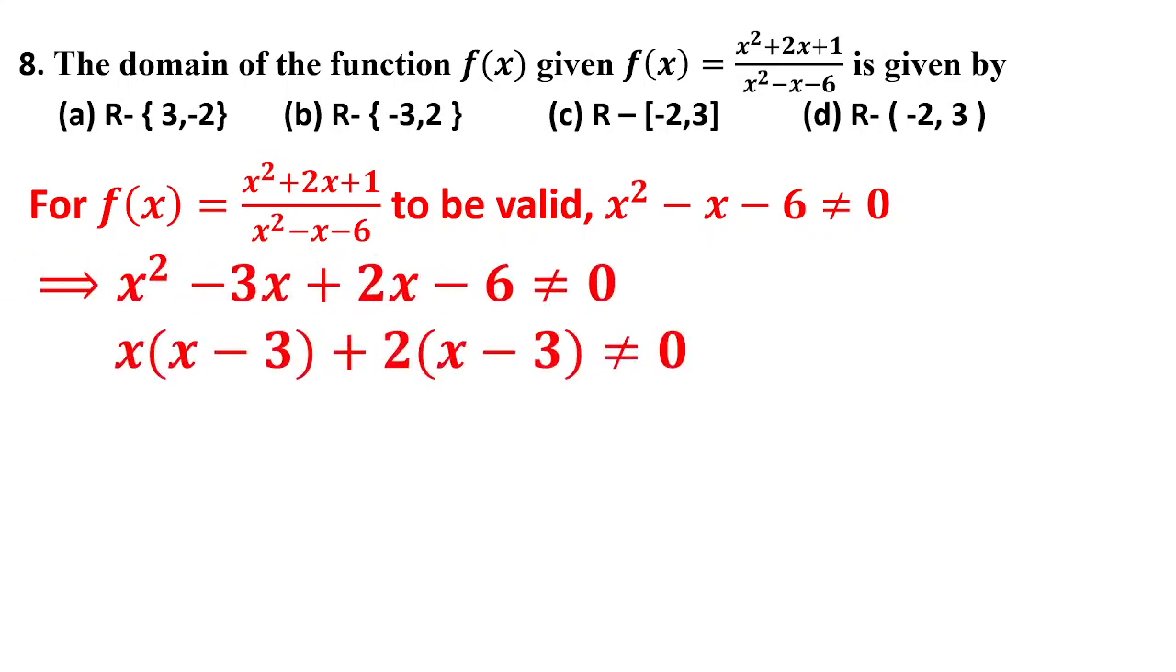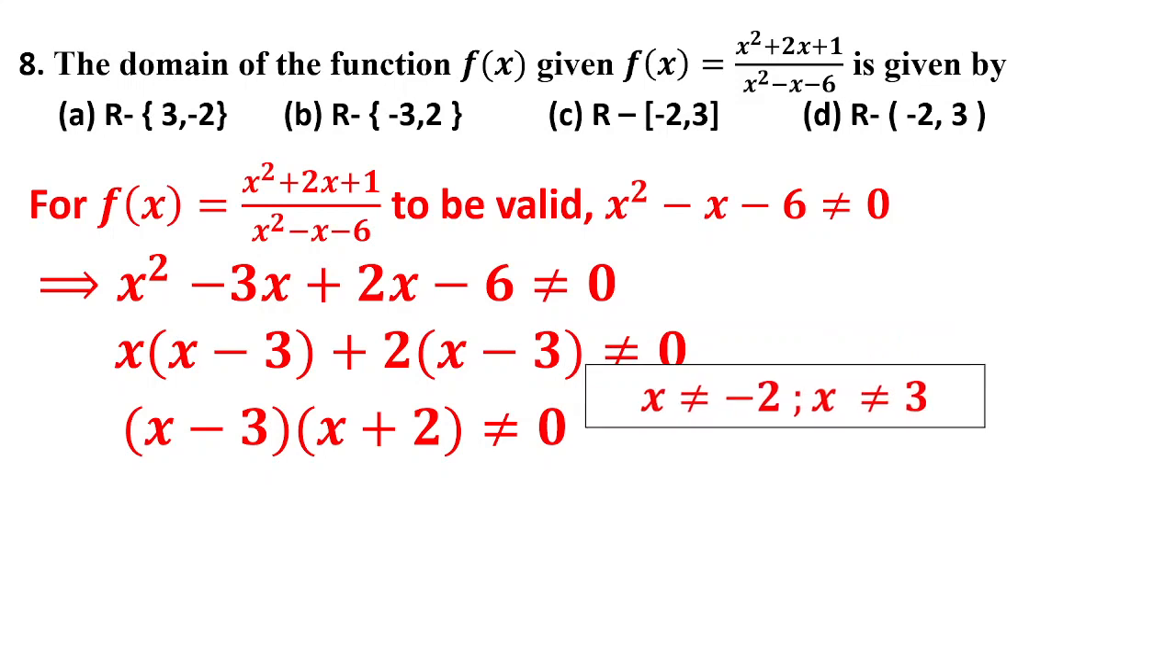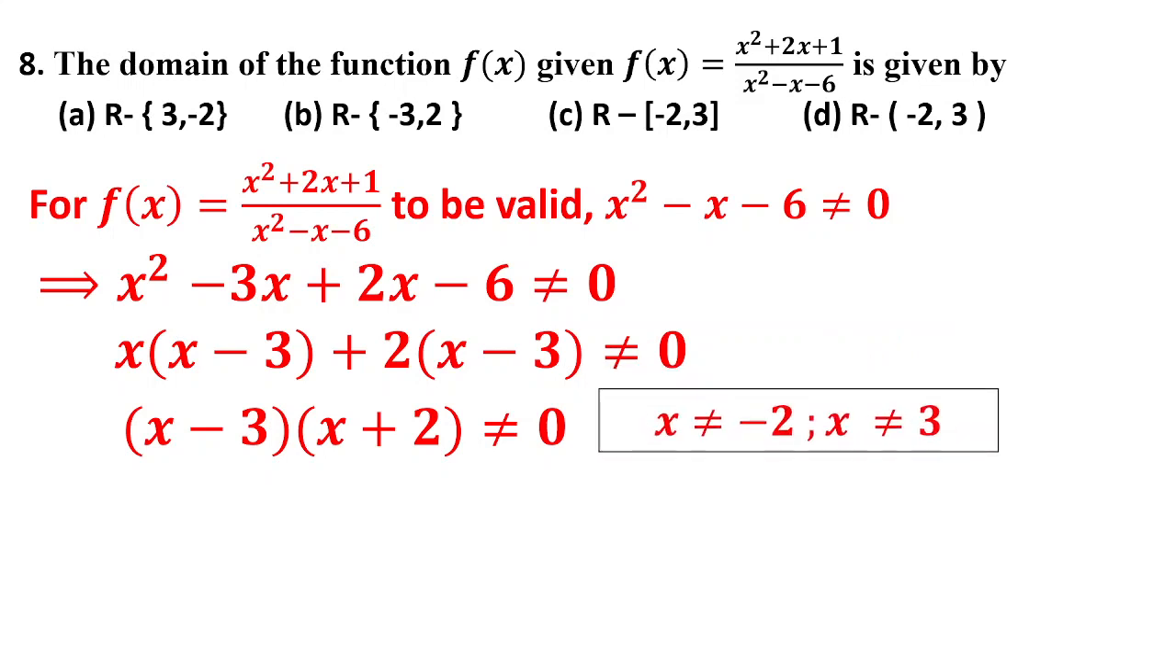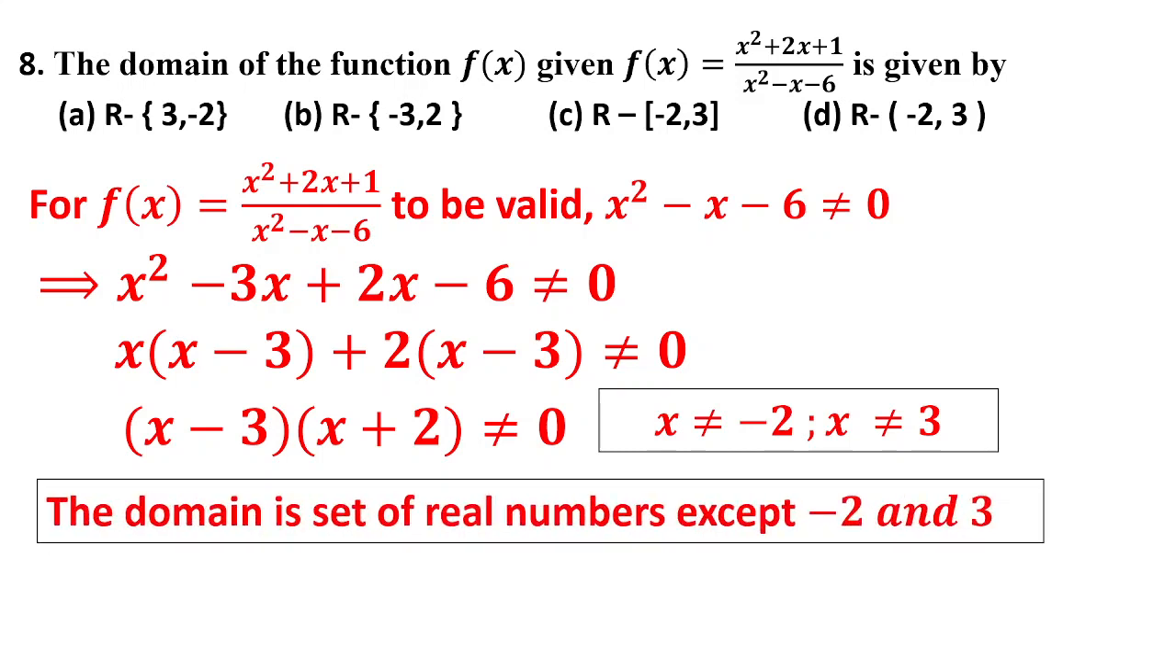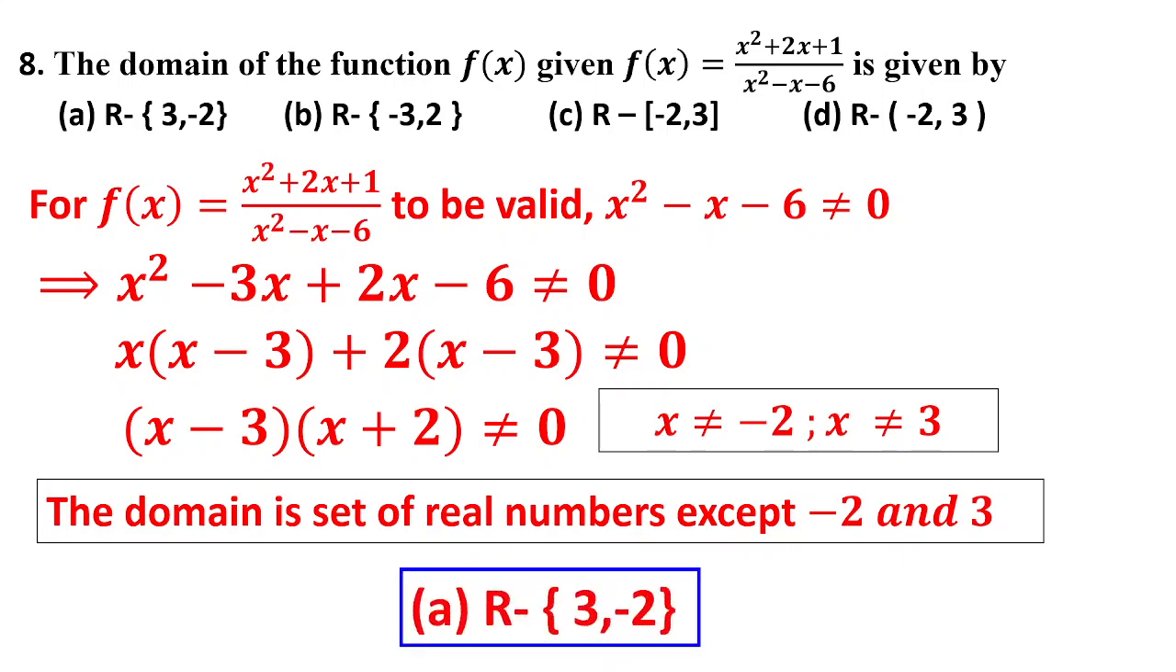We are solving it. We are getting x not equal to minus 2 and x not equal to 3. These two elements are to be removed from capital R so that the function will be valid. Therefore the domain is the set of all real numbers except minus 2 and 3. Therefore the answer is A, R minus 3 comma minus 2.